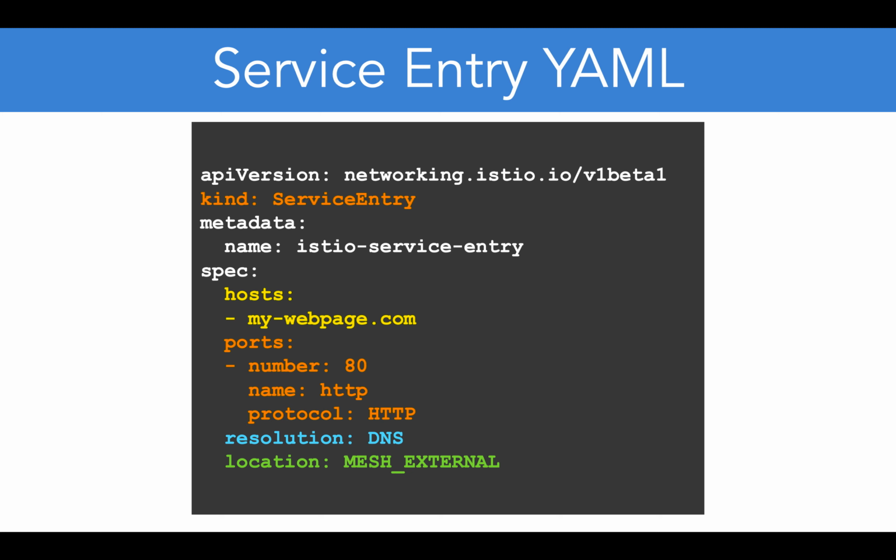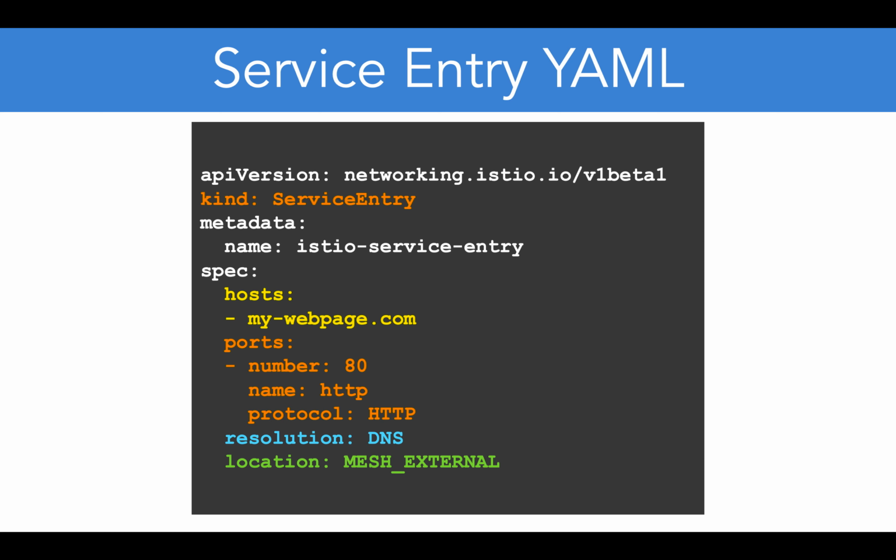Then you mention something called resolution. Here I have mentioned DNS because in the hosts I have mentioned the fully qualified DNS name or domain name. Location can be either mesh_internal or mesh_external. So mesh_external means that it is residing outside of the Istio service mesh. It can be in another cluster, it can be in another Istio service mesh, it can be in a different network, it can be in an on-premise data center also.